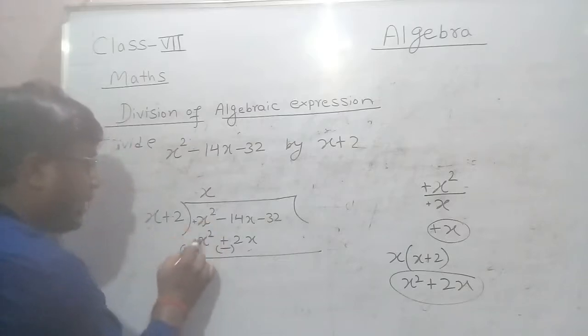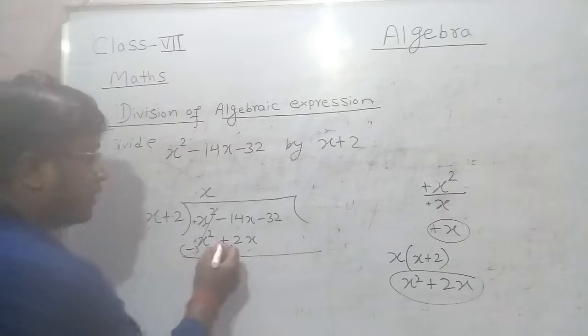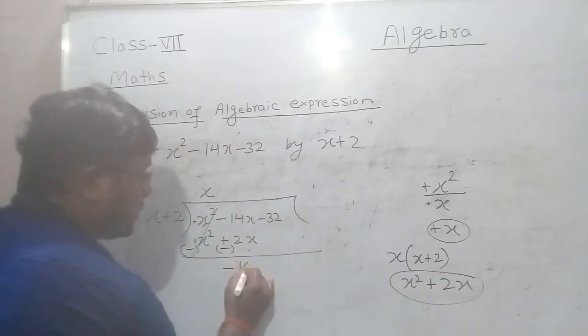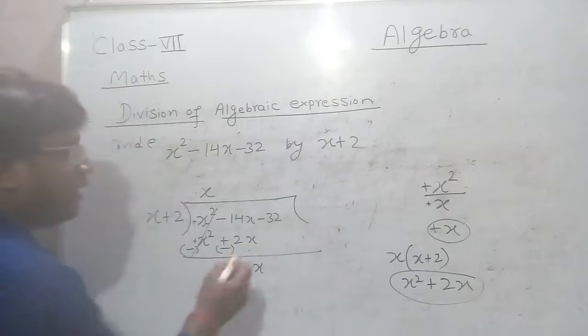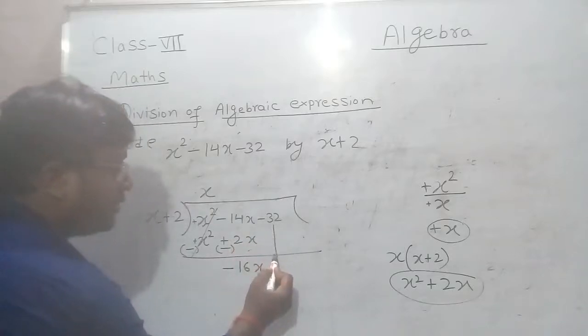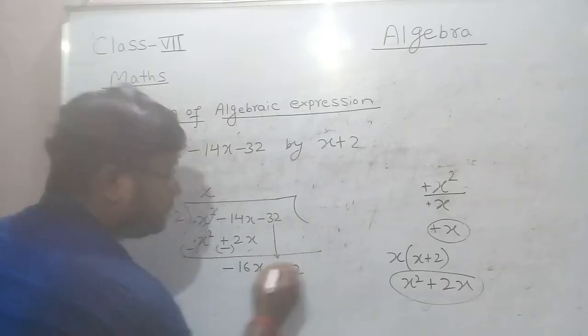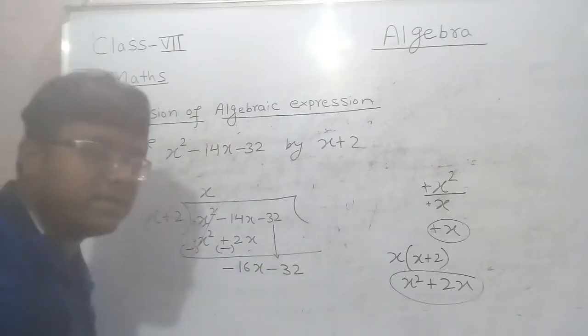So plus x square minus x square, it is cancelled. Okay, what is remaining here? Minus 16x. Okay, and this minus 32 will just come down here, that is minus 32. Okay, now again the same process.